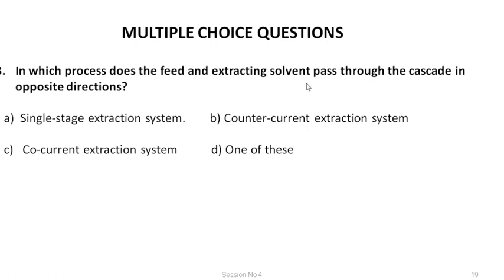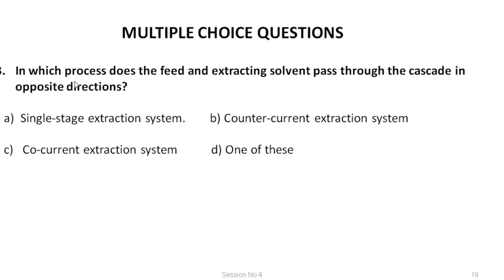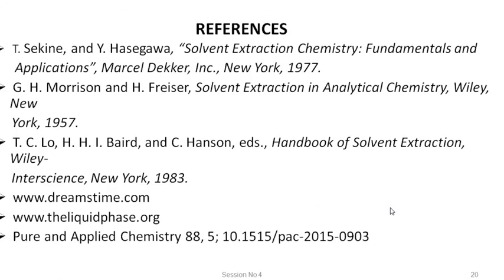In which process do the feed and extracting solvent pass through the cascade in opposite directions? It is countercurrent extraction. Obviously, then this is a wrong option. So for this, it should be continuous extraction. So the suitable method of extraction where there is a small distribution ratio between two immiscible solvents is continuous extraction. And a process in which feed and extracting solvent pass through the cascade in opposite directions is countercurrent extraction. So these are a few references which you can go through and use for your further studies.